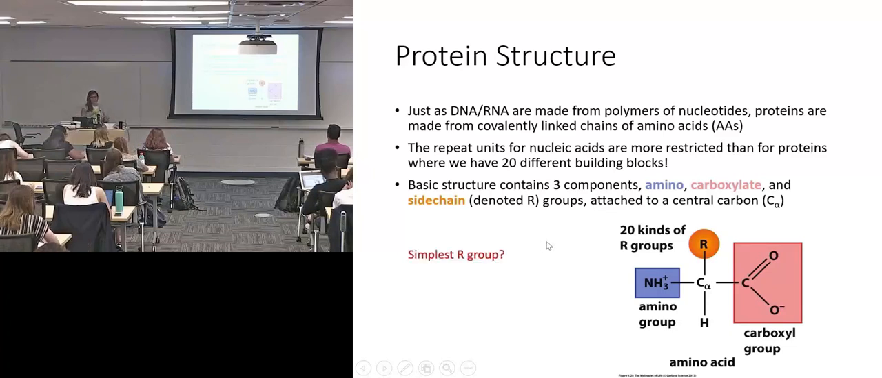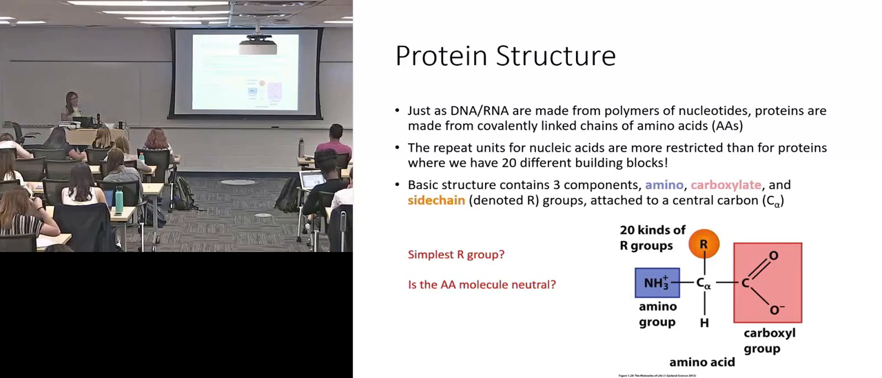What is the simplest possible R group? H, perfect, just a hydrogen. Which amino acid has that? It's okay if you didn't know that because I'm going to give them to you always. And if you did know it, aren't you sad you memorized it?